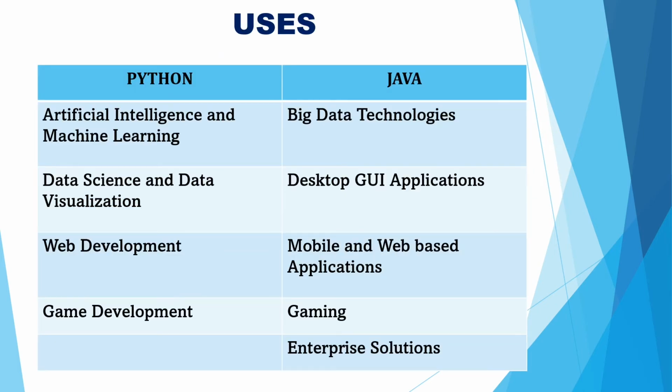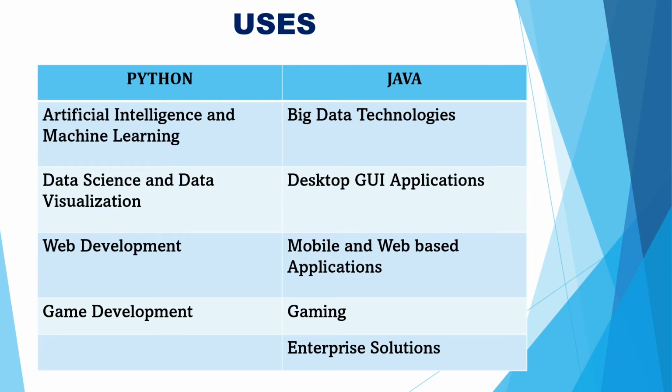Now we will discuss some uses of Python and Java. Python is used for artificial intelligence and machine learning, data science and data visualization, web development, game development. Java is used for enterprise solutions, gaming, desktop GUI applications, mobile and web-based applications, and big data technologies.